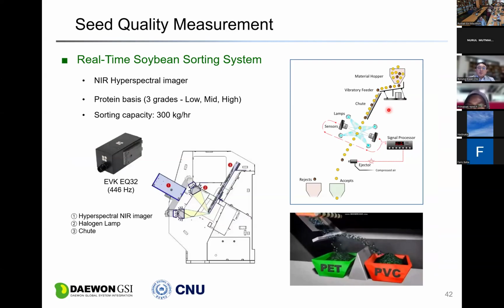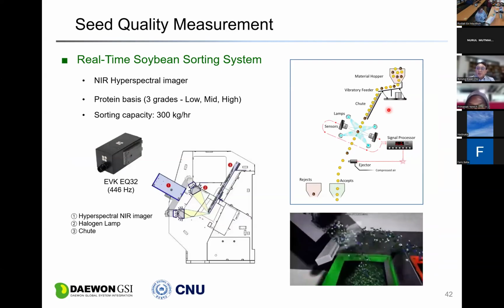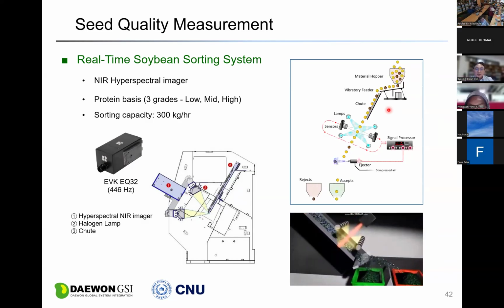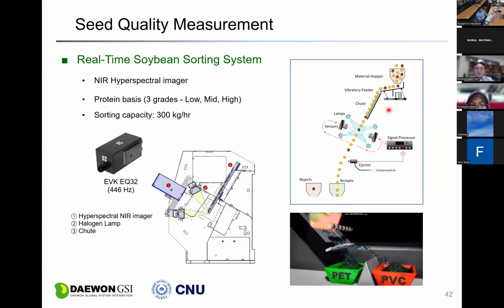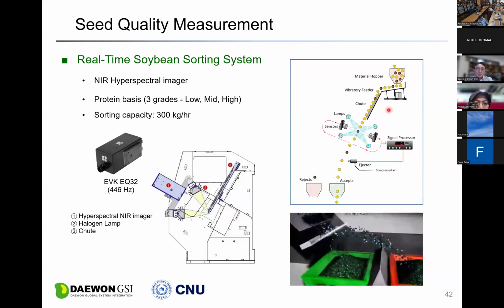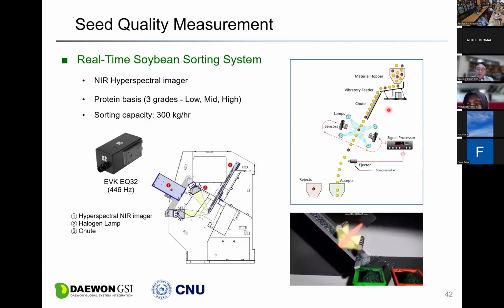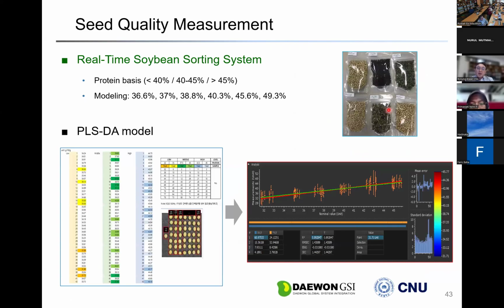Okay, another one is a real-time soybean sorting system. This is faster because we have to measure soybeans one by one. Okay? There are tons of soybean seed. How can we measure? We need a very fast measurement system. So using a fast hyperspectral imaging system, we classify the soybean seed based on protein content. Because the soybean seed is a very useful protein source, right? Some soybean seed is low protein, some is high protein.